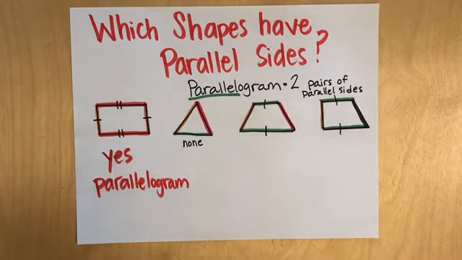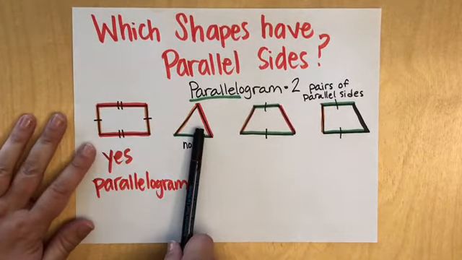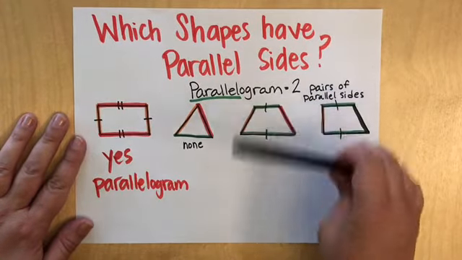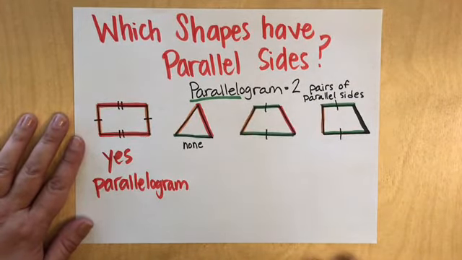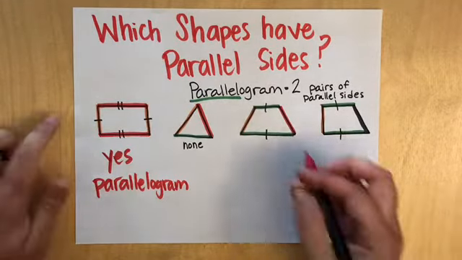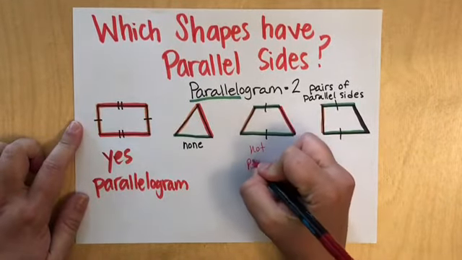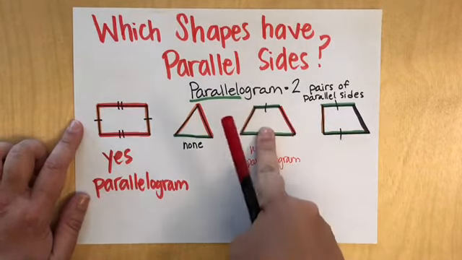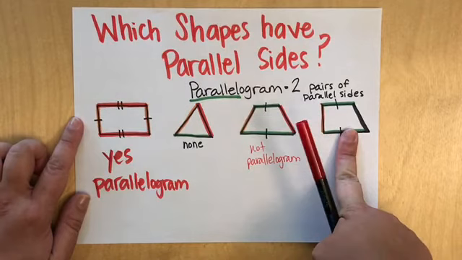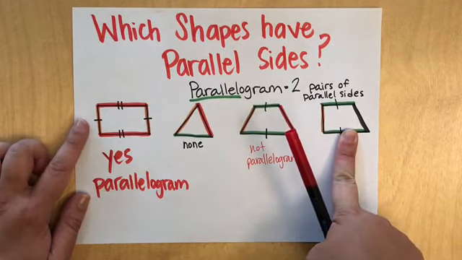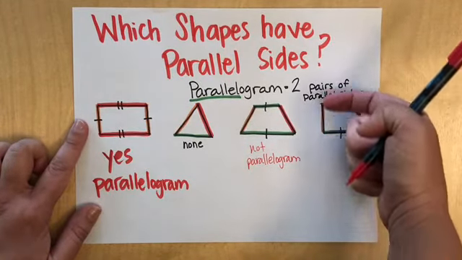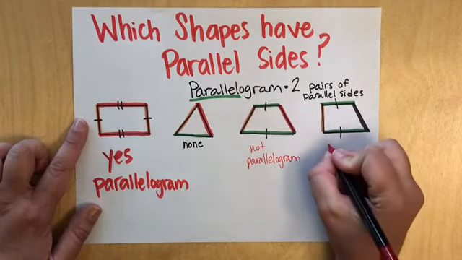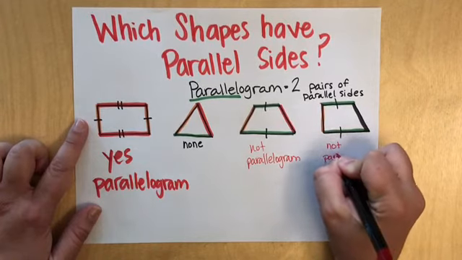Our triangle would not be a parallelogram. It has no parallel sides. Our trapezoid only has one pair of parallel sides, so that would not be a parallelogram either. And if this trapezoid is not a parallelogram, then this trapezoid is not going to be a parallelogram. For it to be a trapezoid, it can have one pair of parallel sides, but that's it. So we would call it a trapezoid, but not a parallelogram.